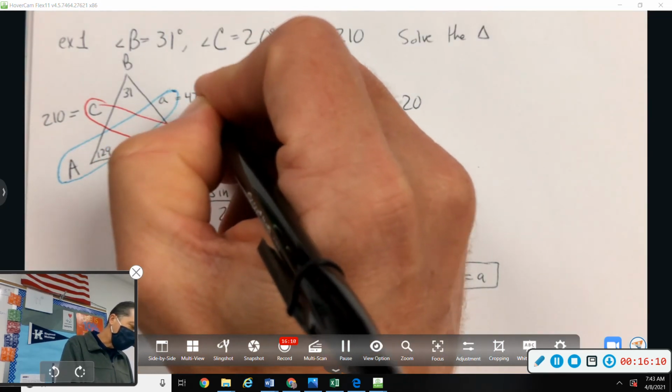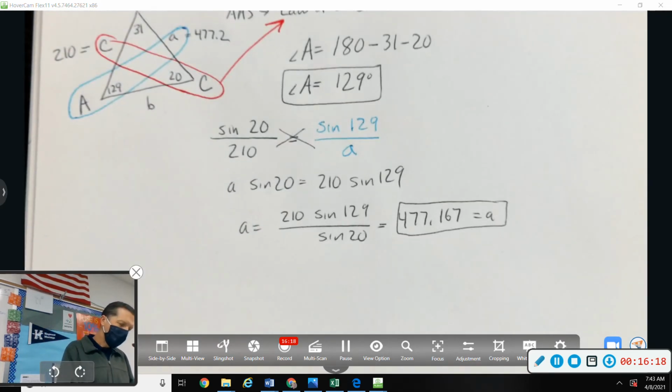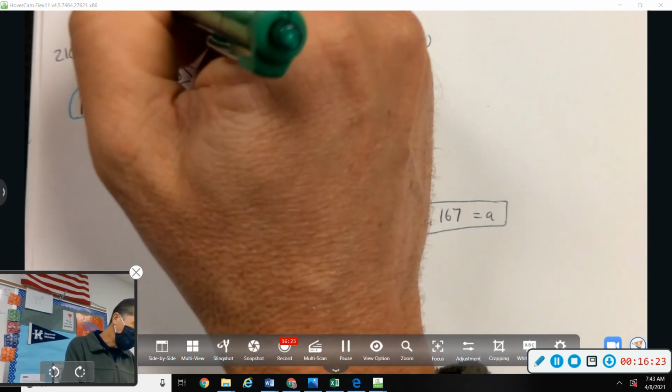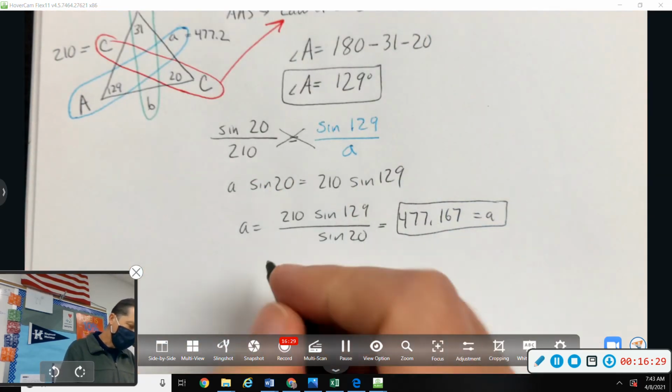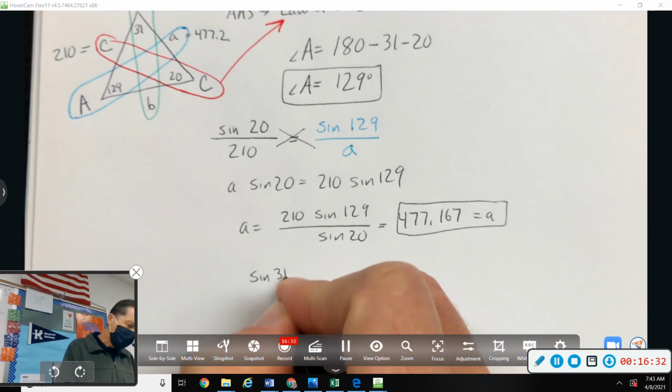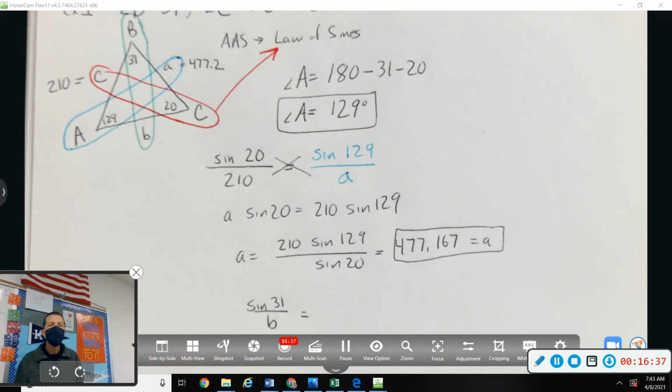And again, you don't have to label the picture, but if it helps you keep up with what you know and what you're missing, then maybe it's a good idea. All right, I still need to find side B. So I need the B information. Sine of 31 over B equals... oh, this is good news now. I can equal it to the A stuff or the C stuff, right? Because I know everything. Which do you think would be the better choice, the A stuff or the C stuff?